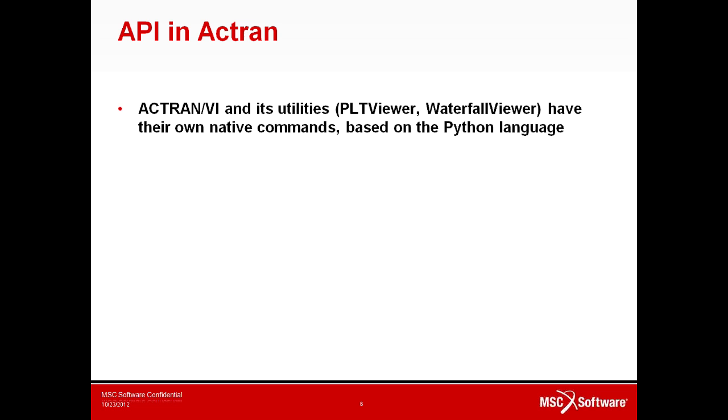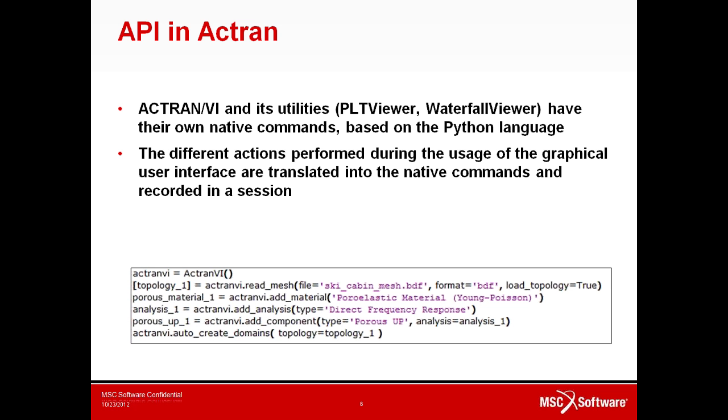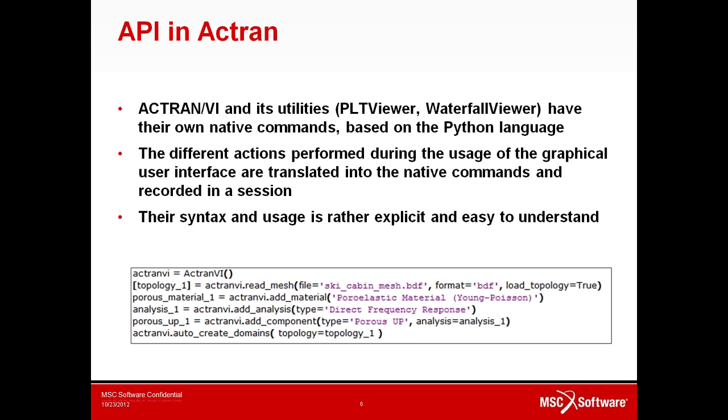As indicated in the previous slide, Actran VI and its related utilities provide their own native command API based on the Python language. The content of this API in Actran VI is essentially identical to all manual operations the user can perform within the graphical user interface. As all performed actions in the graphical user interface can be translated into a particular command, all these operations are thus recorded into a session file within the graphical user interface, as you can see below.